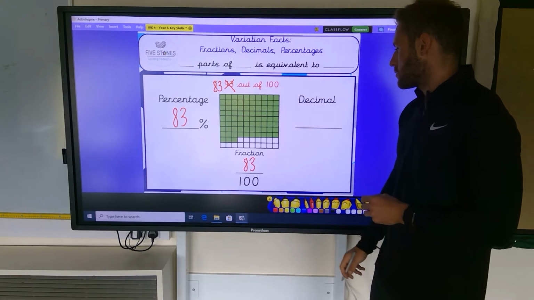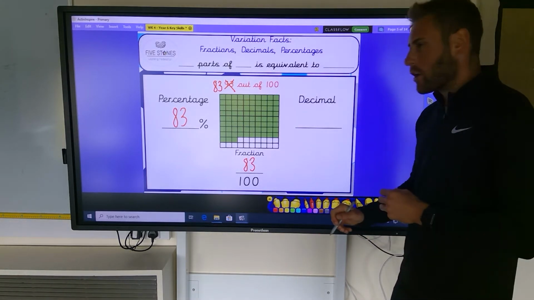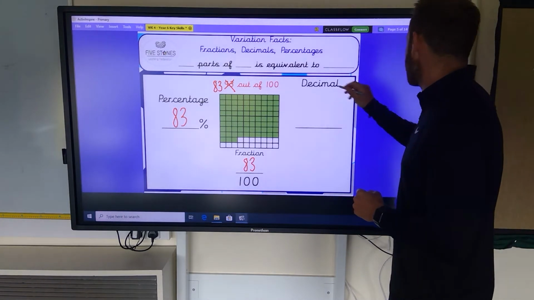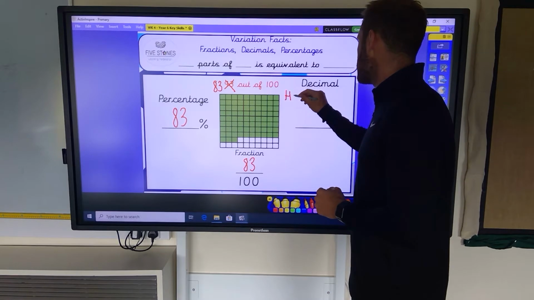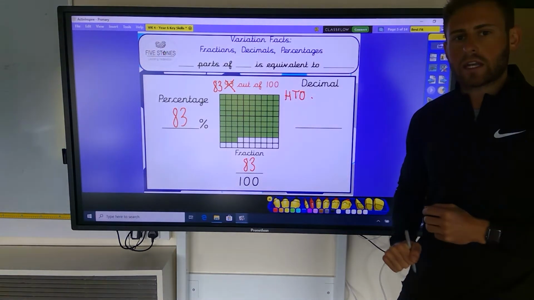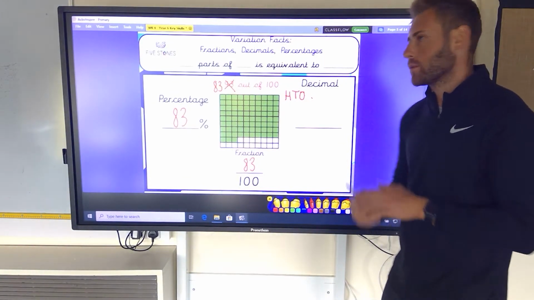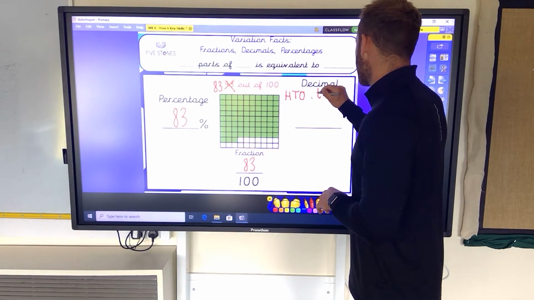83 out of 100. And as a decimal, we need to think of our place value. I'm just going to shift that up a little bit. And our place value, we're so good at working with hundreds, tens, ones. Then we have a decimal point, and after that we have parts of whole numbers. We have tenths and we have hundredths.